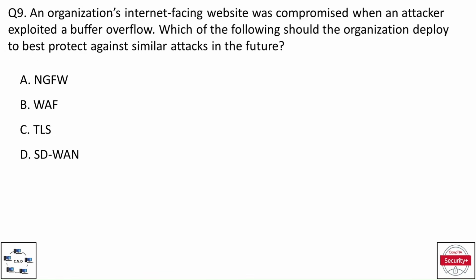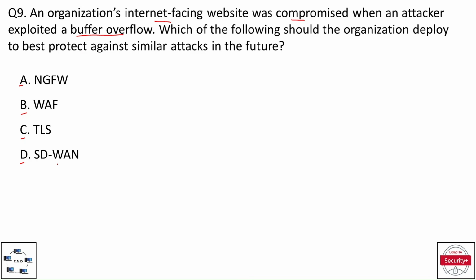Question number 9. An organization's internet-facing website was compromised when an attacker exploited a buffer overflow. Which of the following should the organization deploy to best protect against similar attacks in the future? And the options are: option A, NG firewall, that is next generation firewall. Option B, WAF, that is web application firewall. Option C, TLS, that is transport layer security. And option D, SD-WAN, that is software defined wide area network.